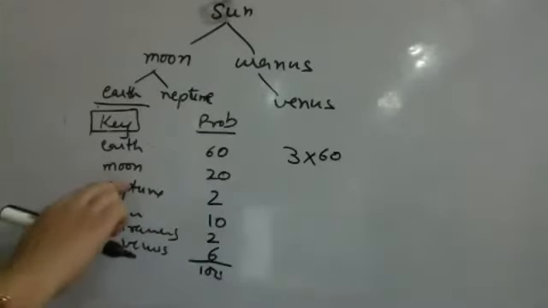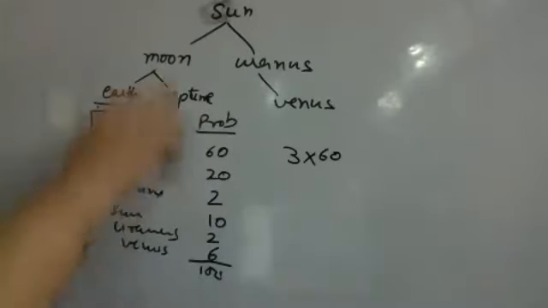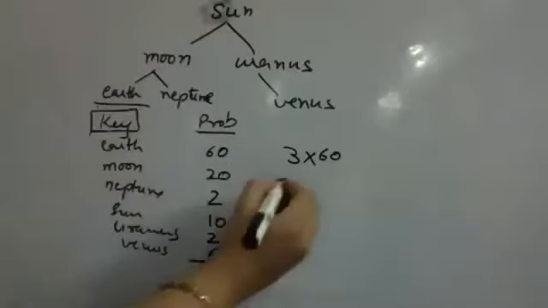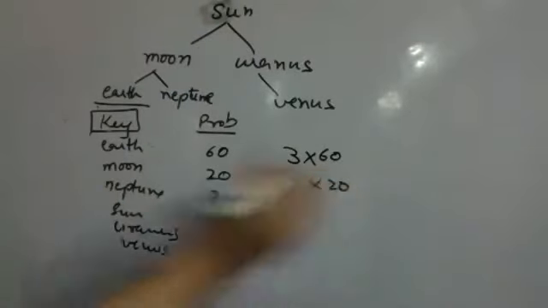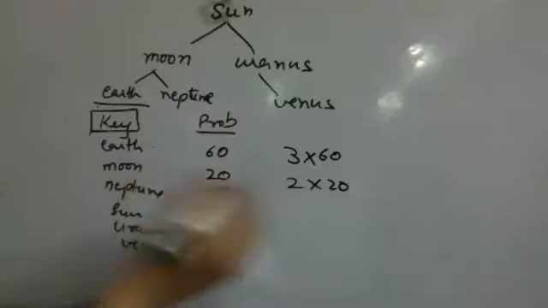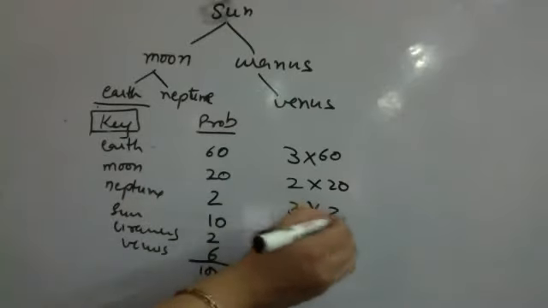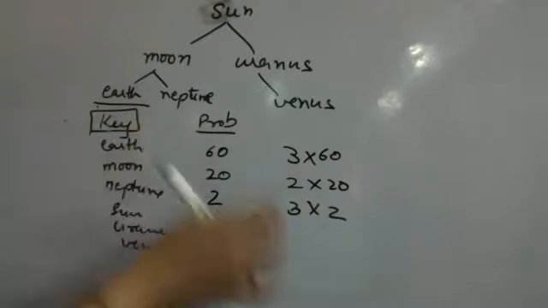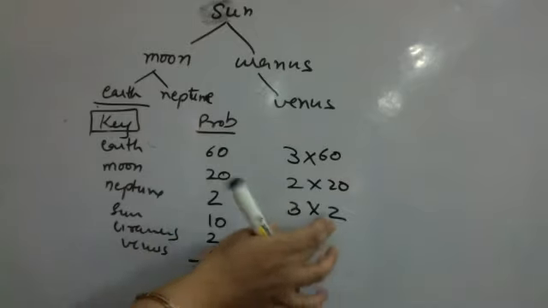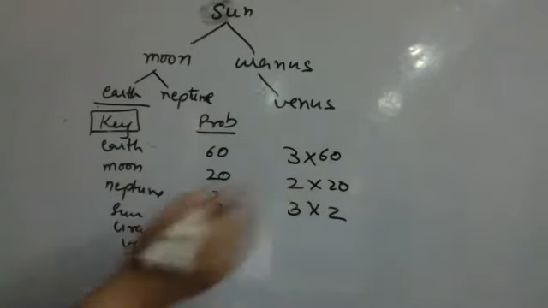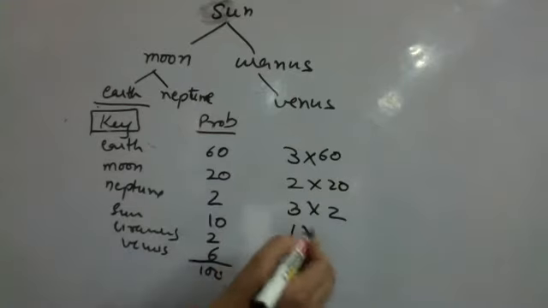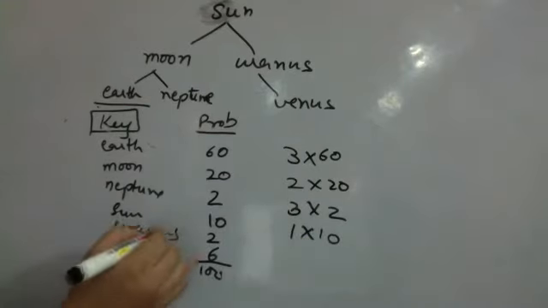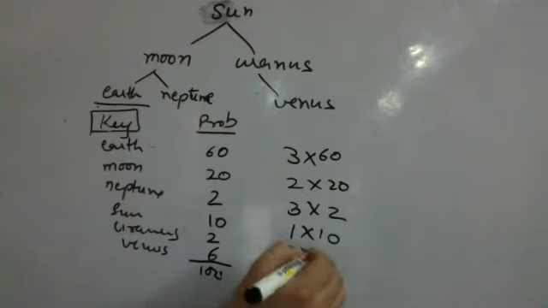For searching Moon, we will be requiring 2 comparisons, so here it is 2 into 20. For searching Neptune, it is 2 into 2. I hope you all are understanding what I am doing. I am multiplying the level by the probability of the search, that is, the number of times we searched it out of 100. For searching Sun, it is 1 into 10. For searching Uranus, it is 2 into 2. Searching Venus, it is 3 into 6.